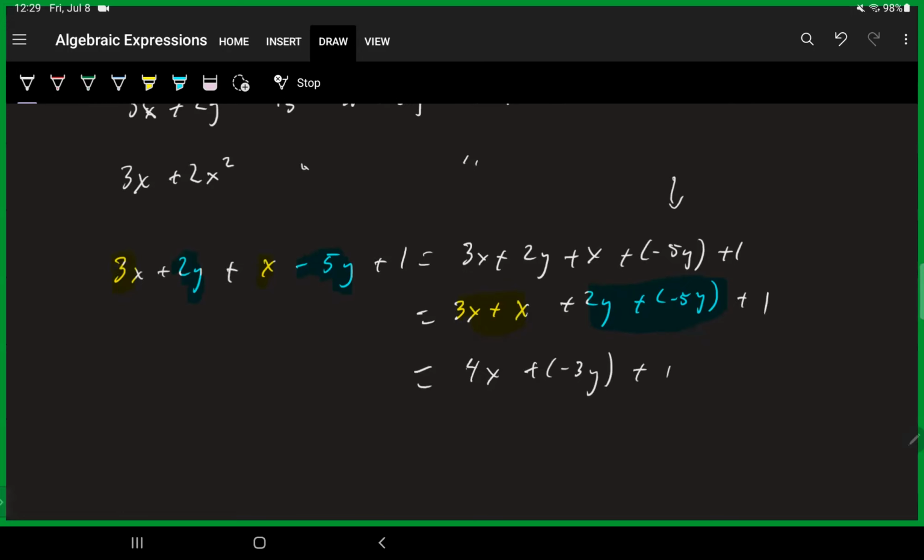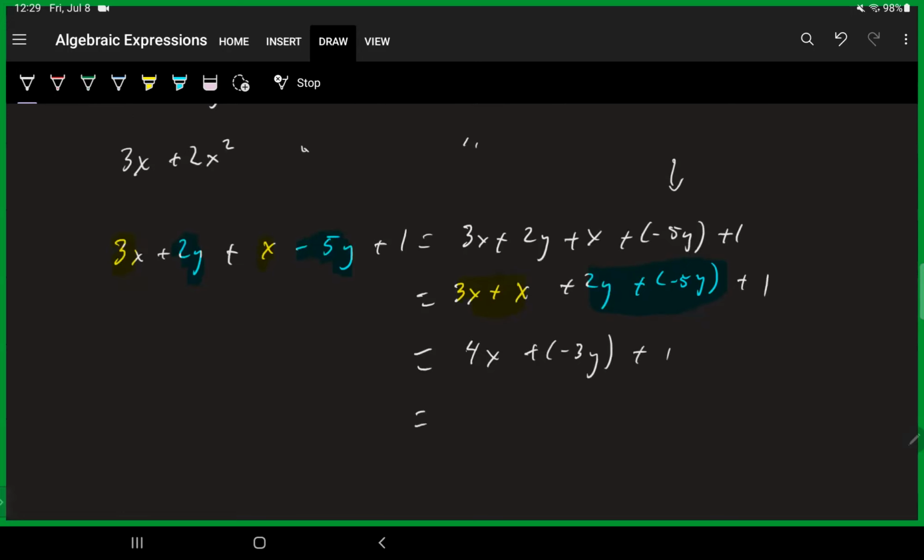And we can clean this up just a little bit more. We can use subtraction as the addition of a negative to turn this back into subtraction. So I get 4x minus 3y plus 1. So that's how you combine like terms. And I suspect most people, with a problem like this, are going to be able to go from the first step to that last step with a lot less work, and that's okay. But this is the mathematical reason why that works.